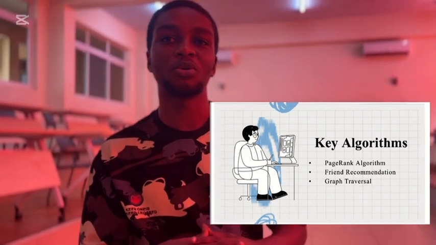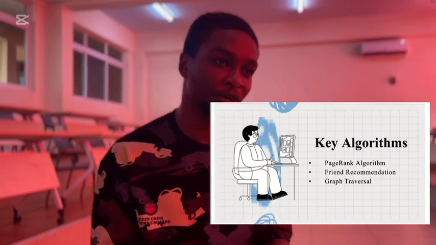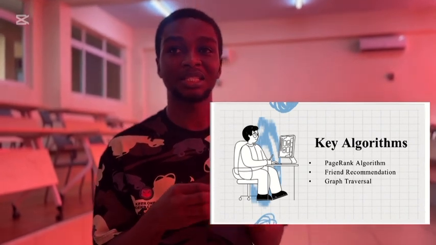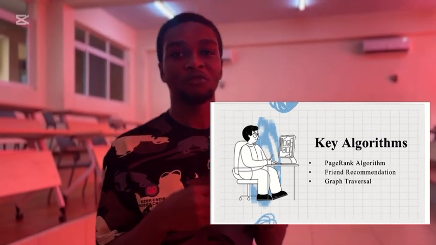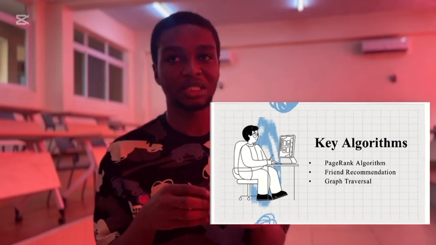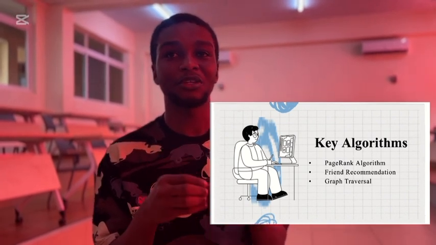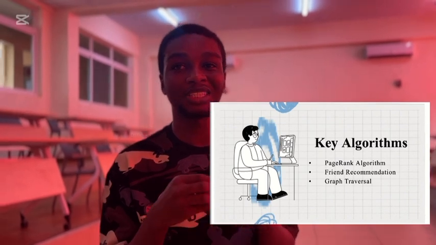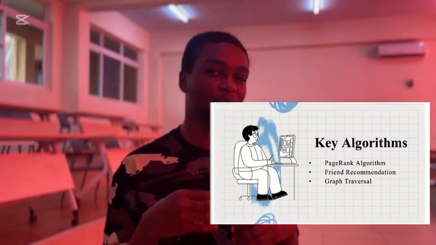The next algorithm we want to look at is the graph traversal algorithm. The breadth first search and the depth first search explore network structures for tasks like community detection, relationship mapping, and influence analysis. Breadth first search is efficient for finding shortest paths, while depth first search uncovers cycles and dependencies.